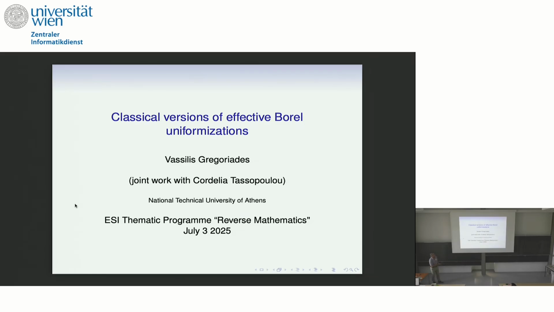So what we're trying to do here is take effective proofs of classical, well-known uniformization theorems in effective descriptive set theory and present them in some recursion-free language, right? That's what we're trying to do, in an attempt to make the ideas and the proofs accessible to a larger audience. Okay.